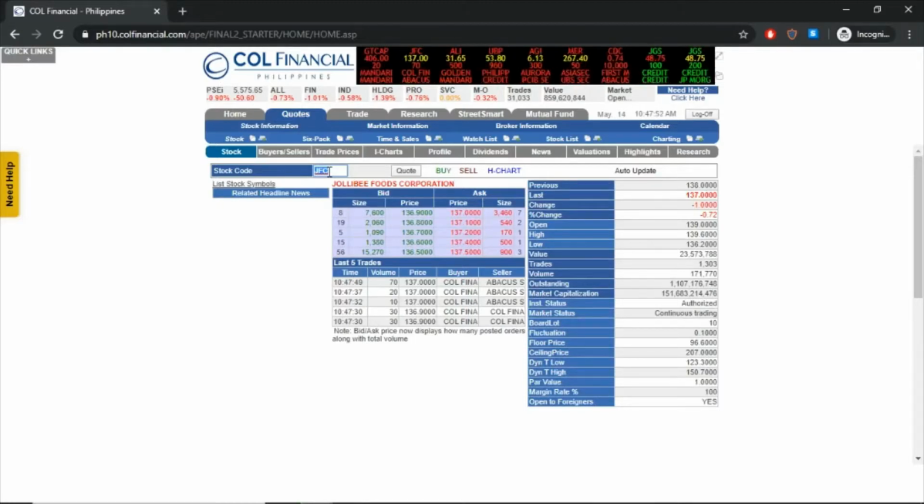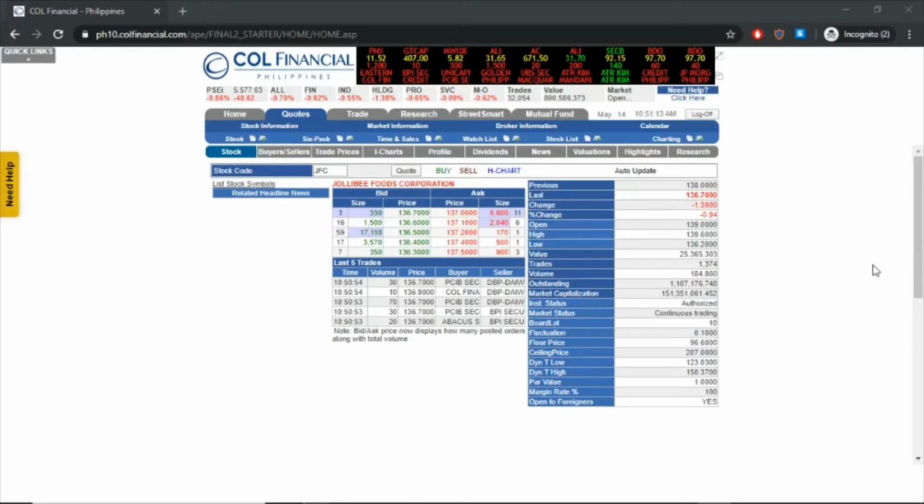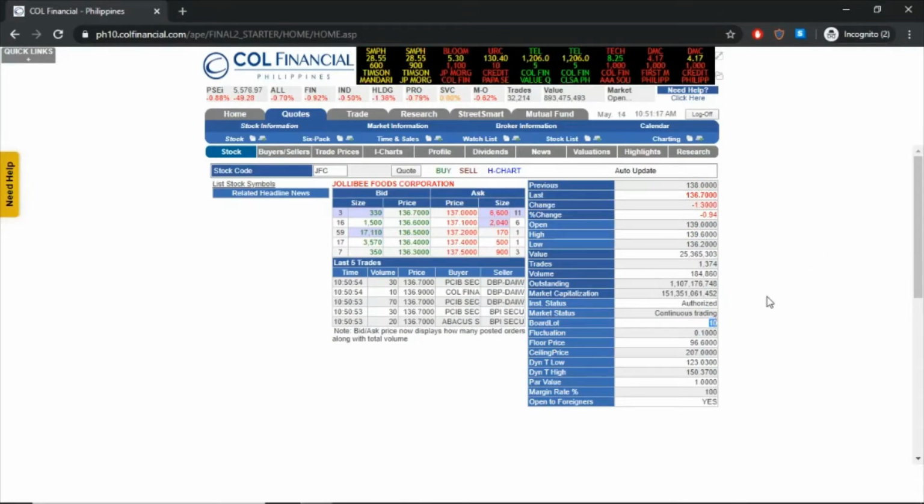Let's say I would want to search for JFC. It will show me some of the details of the market status of JFC. Previously it was at 138 and right now it went down to 137. We can also see here the board lot for purchasing the minimum amount of shares for Jollibee Foods Corporation.